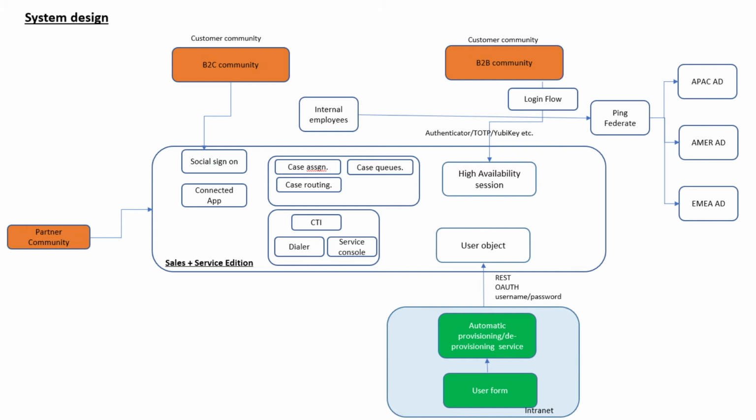Further, it says that we need to make sure the B2B community users have two-factor authentication. And for that, we can define high assurance sessions. We could use the Salesforce Authenticator app or TOTP, that is time-based one-time password, or a physical key, which is YubiKey. So that functionality can be provided to the specific B2B community user.